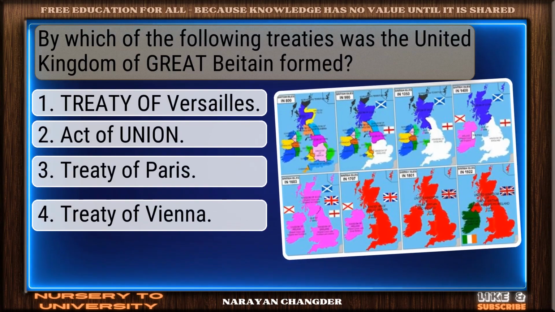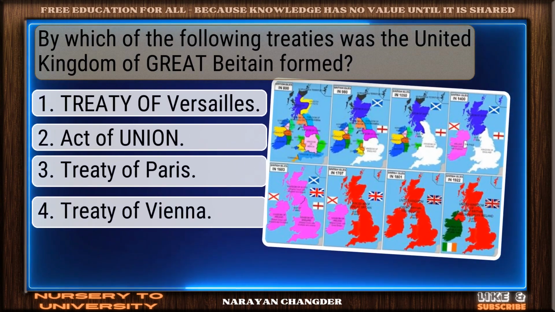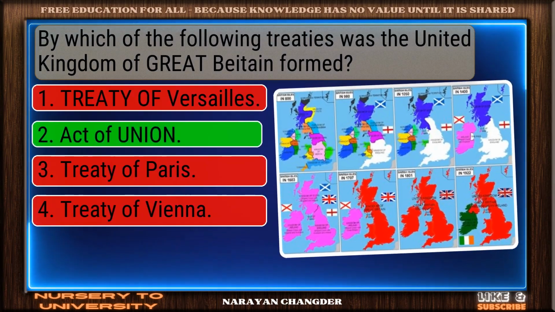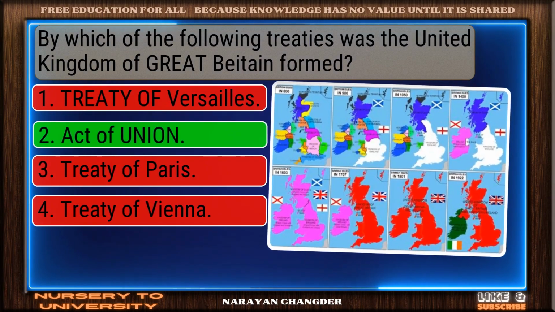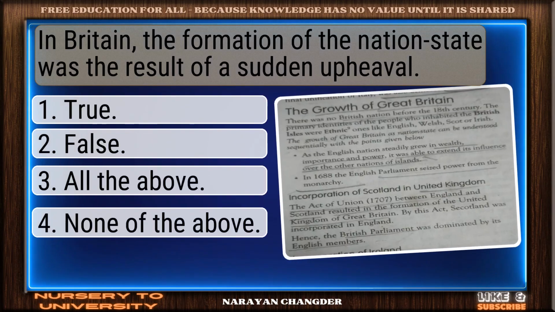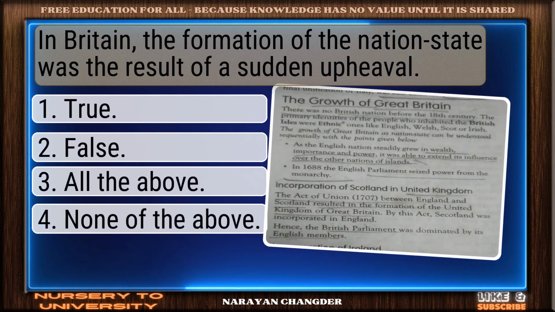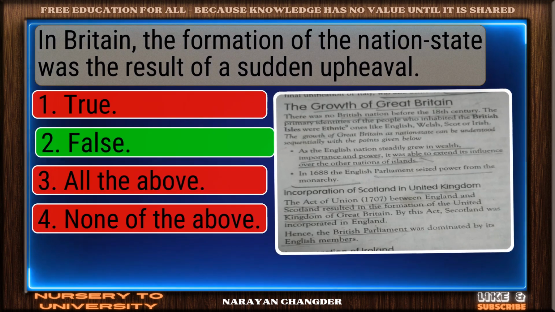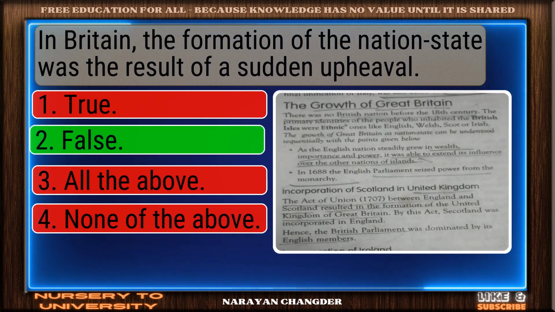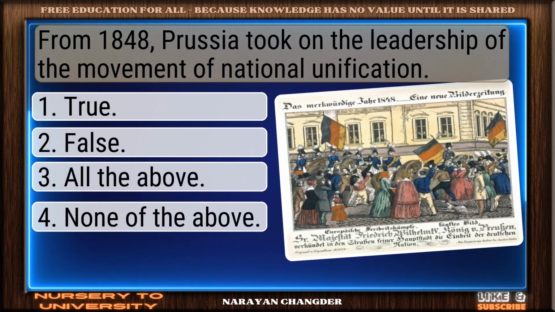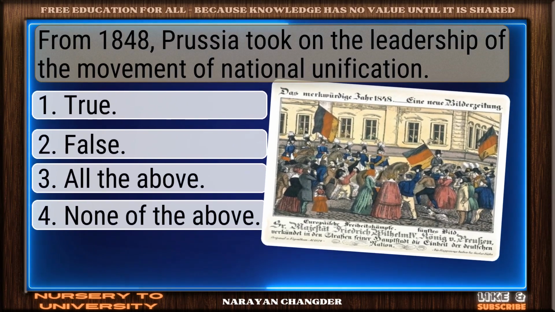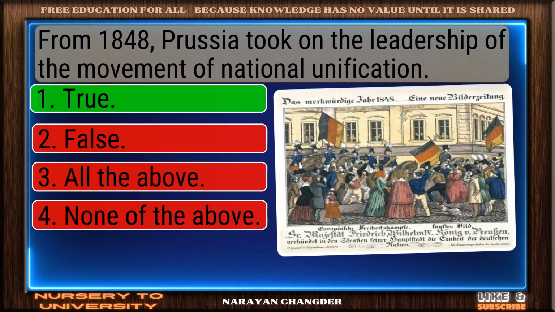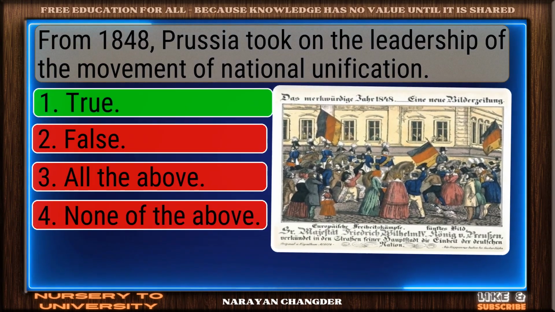By which of the following treaties was the United Kingdom of Great Britain formed? You chose Act of Union. Correct. In Britain, the formation of the nation-state was the result of a sudden upheaval. Right again. False is valid. From 1848, Prussia took on the leadership of the movement of national unification. Strong choice. True is right.